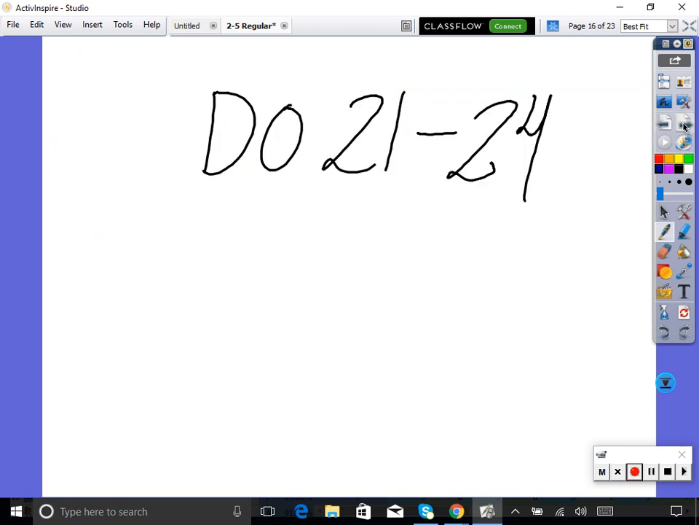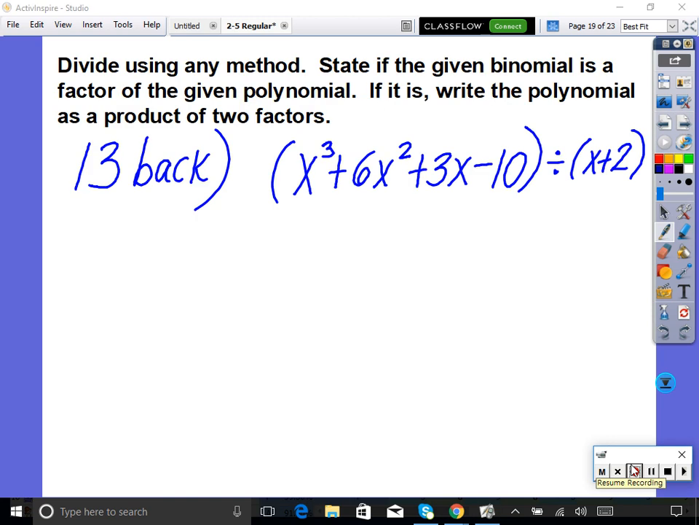What I want you to do is do another one in the section 21 to 24. The one where it says factor this completely. Ready, go. So it says, let's read the directions. It's nothing new, but you've got to know what it's asking you. It says divide using any method. State if the given binomial is a factor of the, this is almost exactly how it's worded on the test. So let's read this one. State if the given binomial is a factor of the given polynomial. And if it is, write the polynomial as the product of 2 factors.